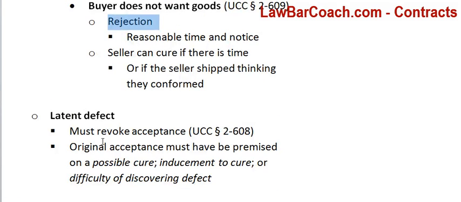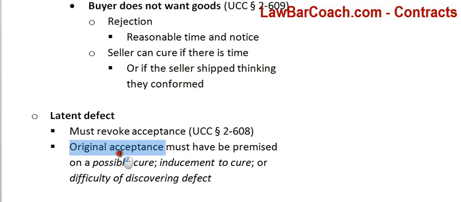What if I receive a good and there's a latent defect? The bobbleheads, they look all right. I take a look at them, but I don't realize that they're using a defective spring. After just a couple of bobbles, they break. There's a latent defect. Here, instead of rejecting them straight up, you're revoking your acceptance because you did accept them, but now you have to revoke your acceptance. That's done under UCC Section 2-608.